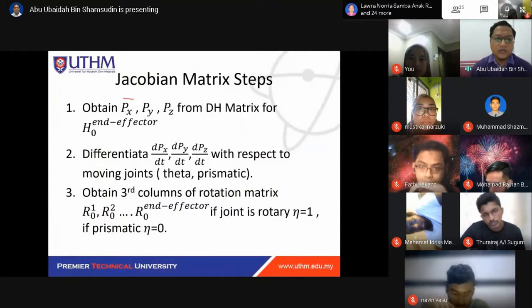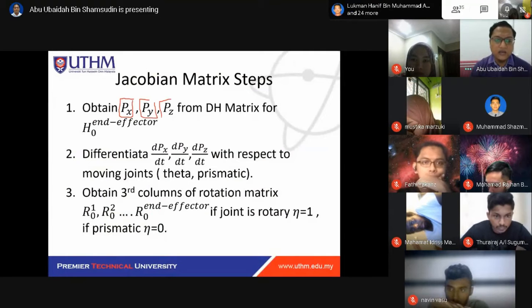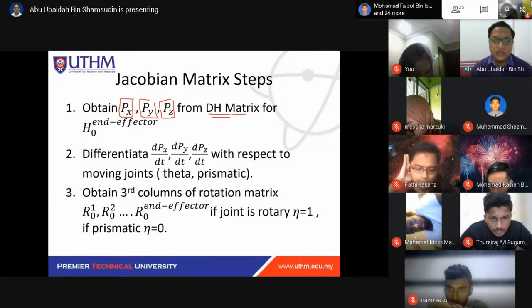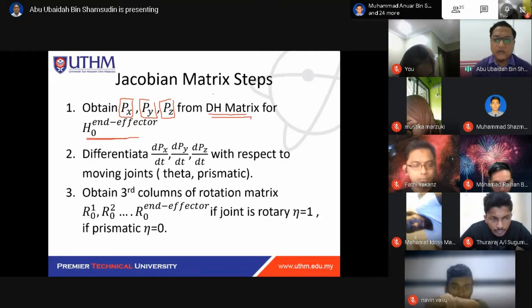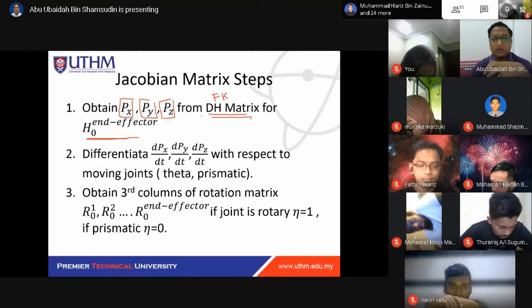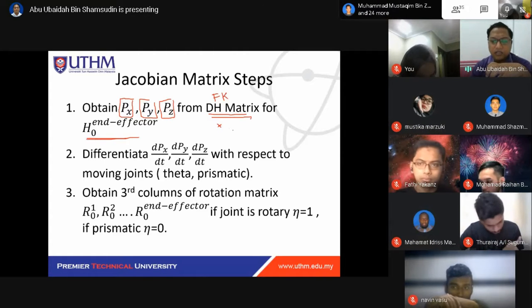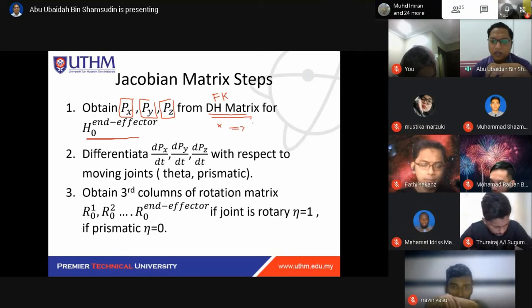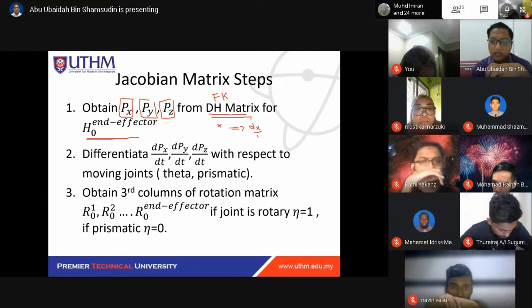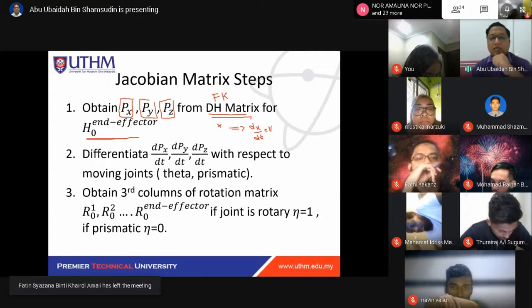First, we need to obtain what is the px, py, and pz from our DH matrix, which is the end effector. So this is the forward kinematics. By using forward kinematics, we can get the end effector position. Okay, if you remember, if x is position, if we differentiate dx per dt, we can get the velocity. It is the same thing.